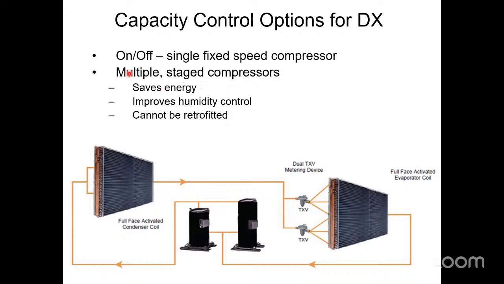So you can use multiple compressors to do that. You can have 2 circuits. Each one can have its own compressor. Now I got 2 stages. 2 stages is not enough for VFD, or excuse me, for VAV, but it does help me out on a constant volume system getting better control.